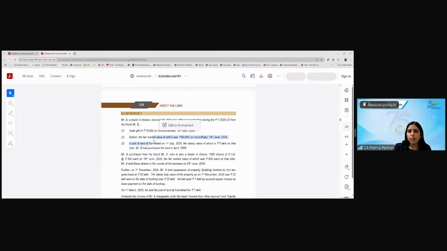Plot of land at Faridabad, the stamp duty value of which is 5 lakh on the date, and he had purchased the land in April 2009.